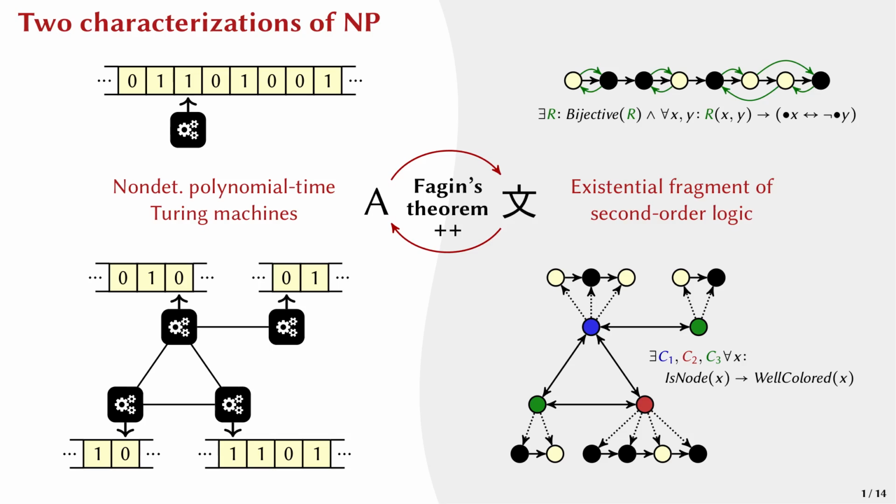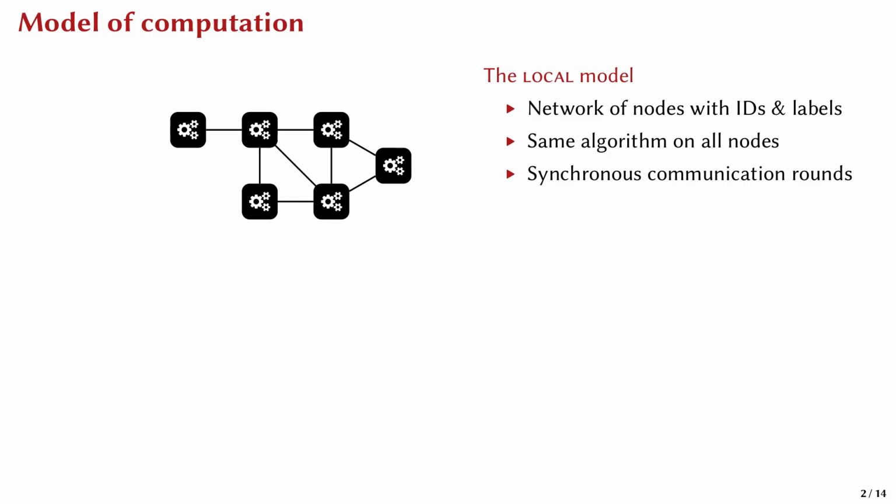But first, I need to give you some context. Let me start by introducing one of the standard models of distributed computing. It's called the local model. In this model, we have a network of machines that all run the same algorithm. Each machine has a unique identifier and possibly some local input, and they communicate by synchronous message passing.